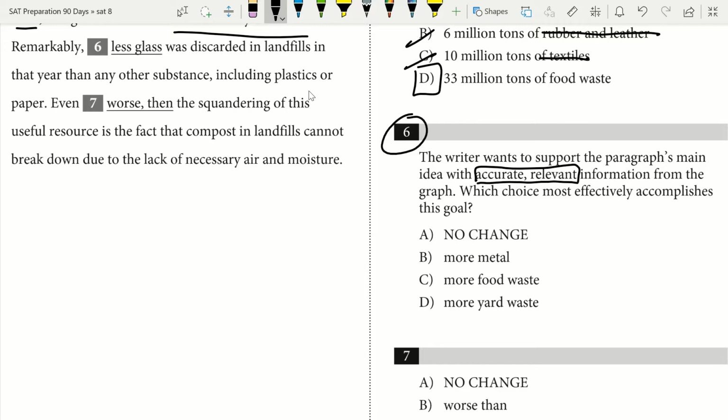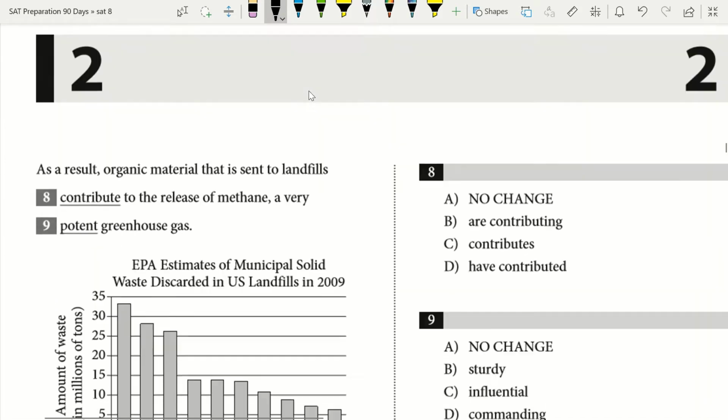So even if only one answer choice looked like it would be logical and support our point, we still have to check the graph to make sure it's true. So let's take a look at question 6. We have "remarkably," and then we're going to input either less glass, more metal, more food waste, or more yard waste was discarded in landfills in that year than any other substance, including plastics or paper. So which substance had the highest disposal in these landfills?